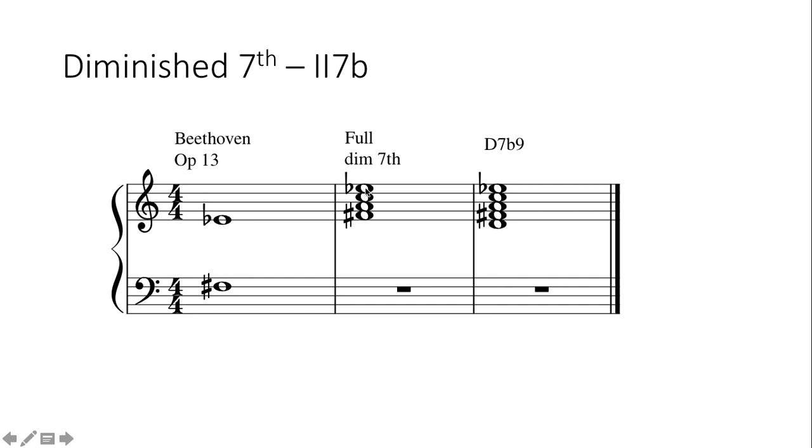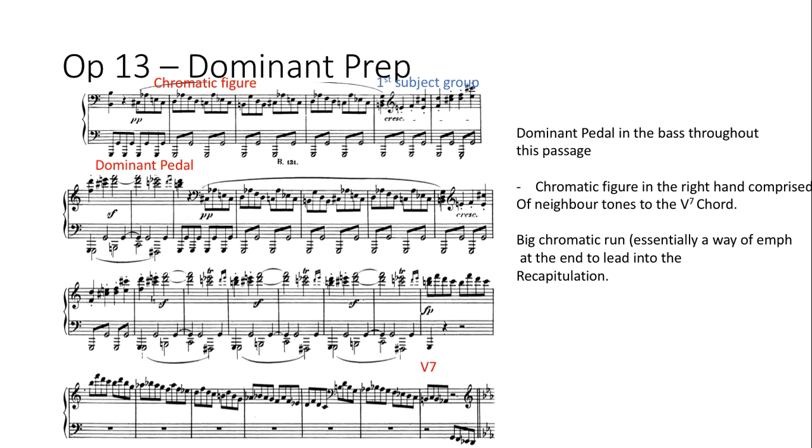But if we were going to write out the full diminished seventh implied by that, it would be F sharp, A, C and E flat. If we think of our diminished sevenths as a dominant seventh minor flat 9 chord but without the root, then this is effectively a D7 flat 9 chord. So it's the dominant of the dominant, and so this chord helps propel us into our section of dominant preparation. So that's what's going on here.